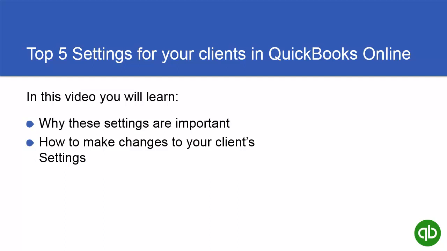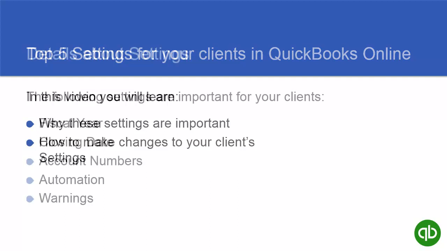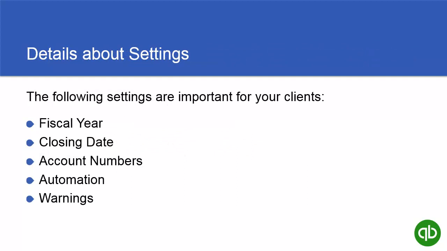Let's review the settings before we set them up in QuickBooks. Fiscal year. You can choose this setting to set up your client's fiscal year. Closing date. The closing date lets you stop your clients from making entries prior to a specific date. Usually this means the fiscal year end. This keeps your client's data secure and helps your client avoid mistakes.